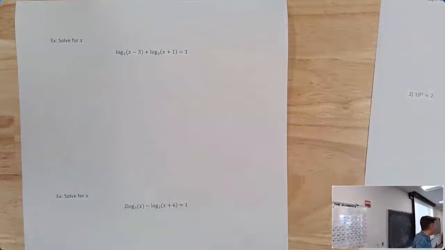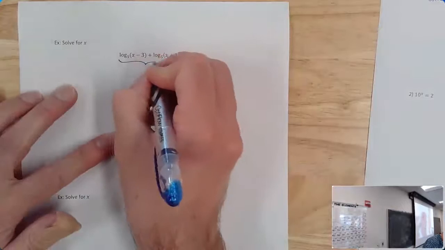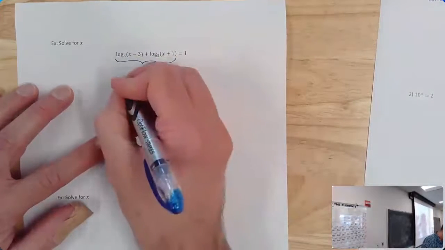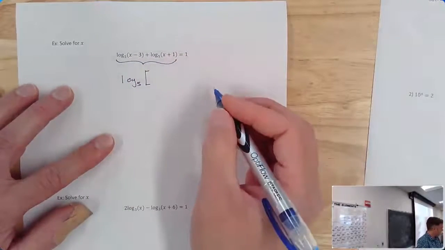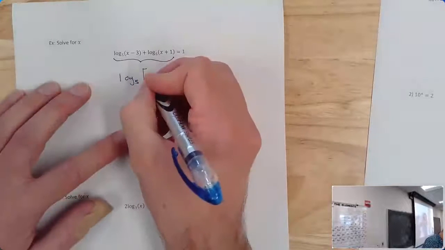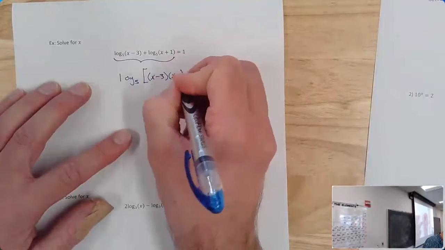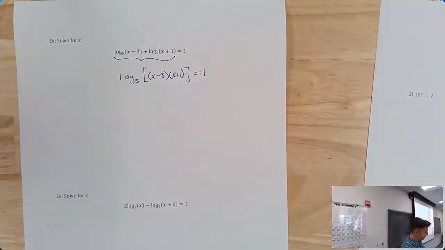To be able to solve this logarithmic equation, we really have to condense all the logarithms into one logarithm. So I'm going to rewrite this left-hand side of this equation as, well, since the logs are added together, it's going to be log base 5 of the inside parts, or the arguments, multiplied together. So x minus 3 times x plus 1. So we've got log base 5 of x minus 3 times x plus 1 equal to 1.